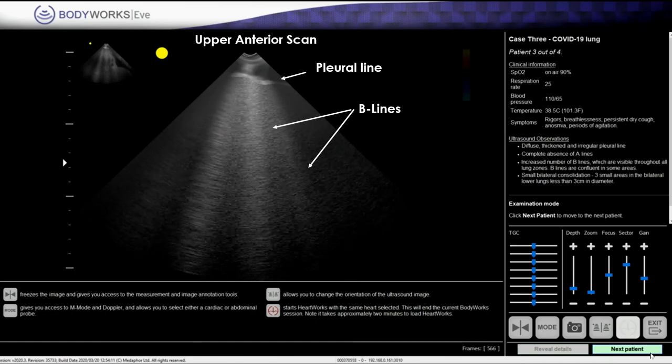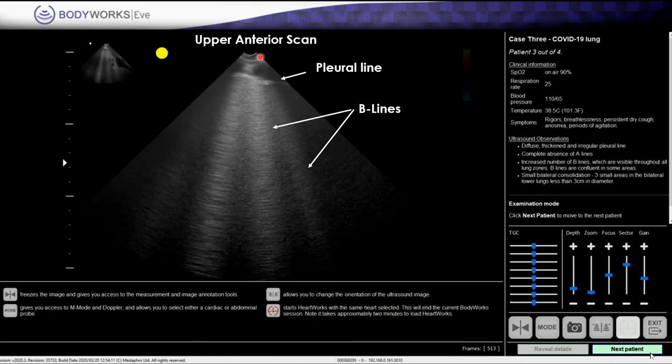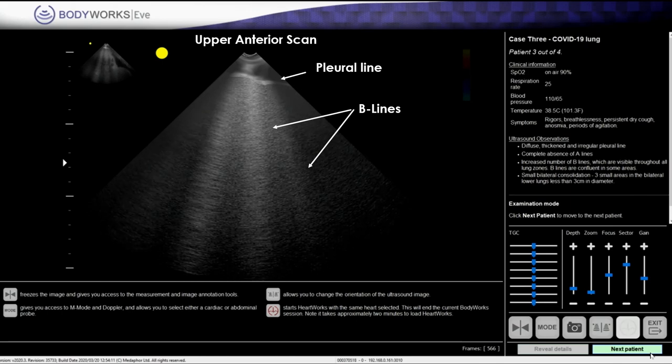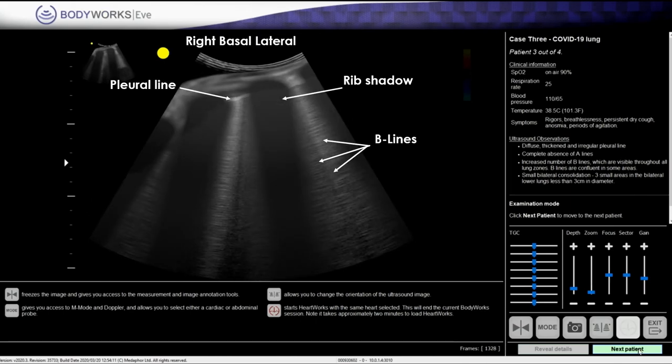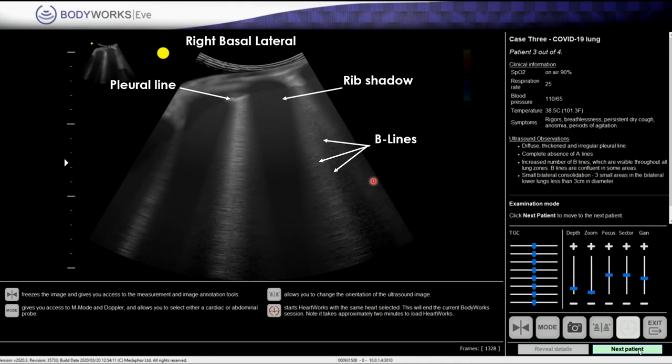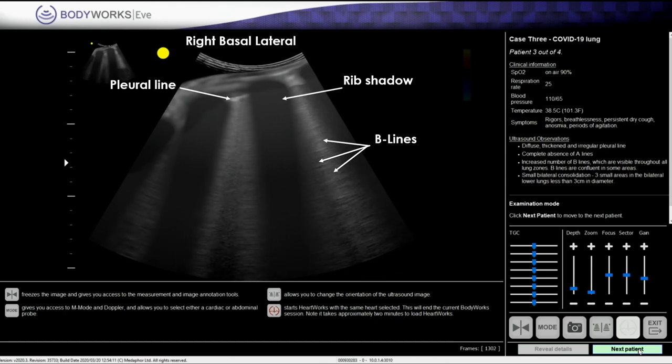And we'll go a little bit further down. This is the upper anterior scan. We're going to go down to the base. This is a right basal lateral scan, and what you see is that same thick pleural line. You're starting to get some B lines as well, and maybe a little bit more confluent B lines than we saw in the previous scan.